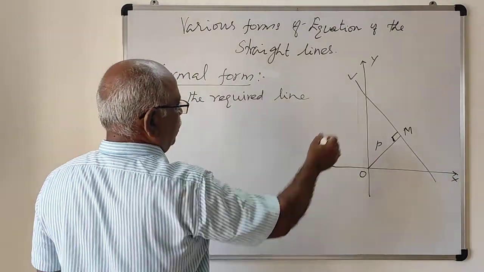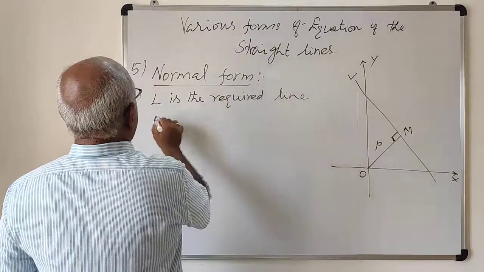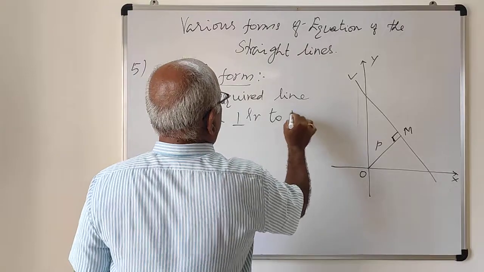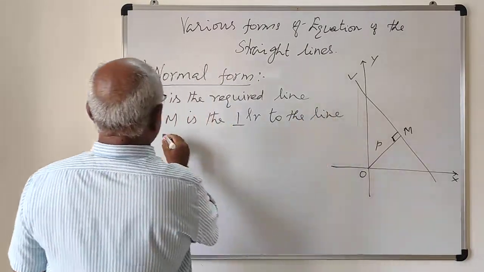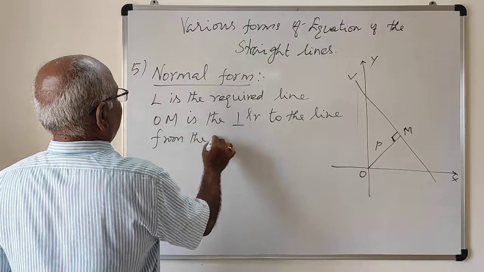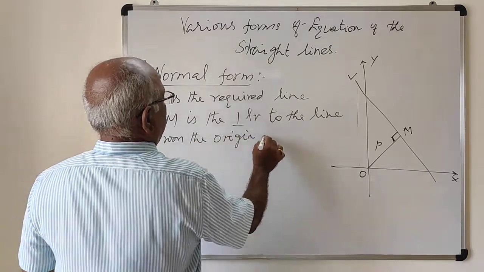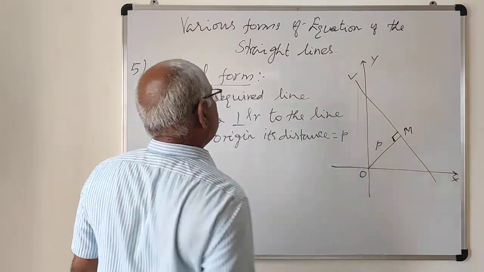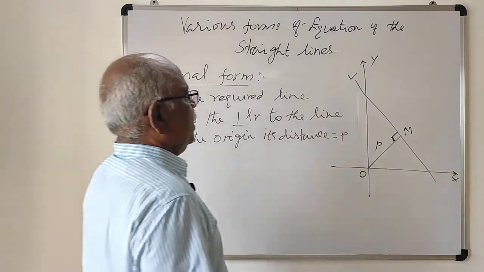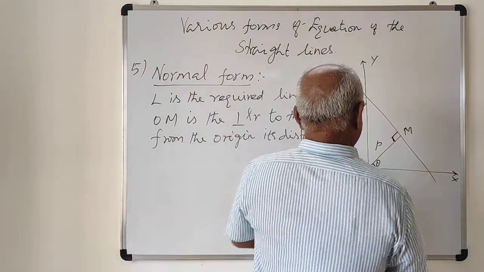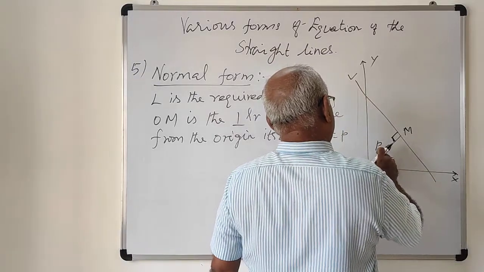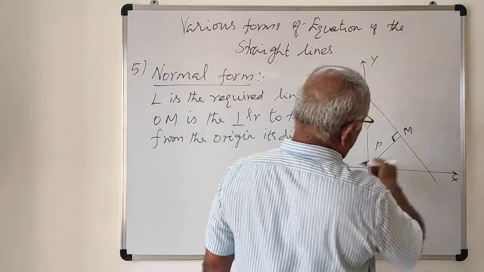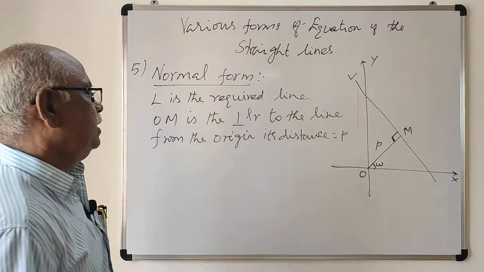And OM is the perpendicular from the origin to the line. Its distance from the origin is equal to small p. It makes an angle omega with the positive direction of the x-axis. Omega is the angle made by the line with the positive direction of x-axis.